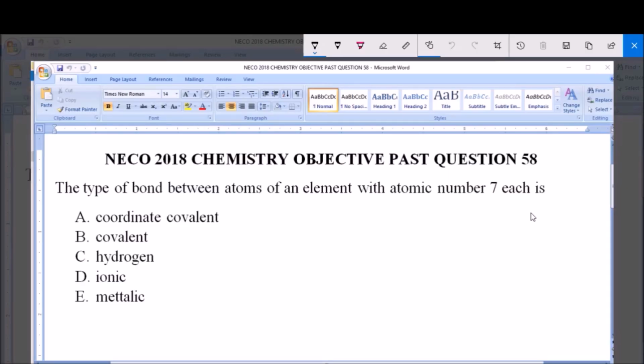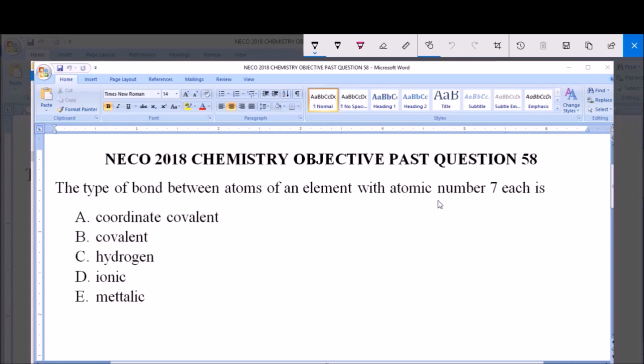Hello, good day and welcome. I'll be answering NECO 2018 Chemistry Objective Past Question 58. The type of bond between atoms of an element with atomic number 7 each is A, coordinate covalent, B, covalent, C, hydrogen, D, ionic, and E, metallic.